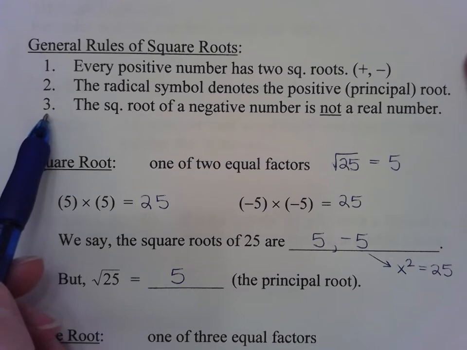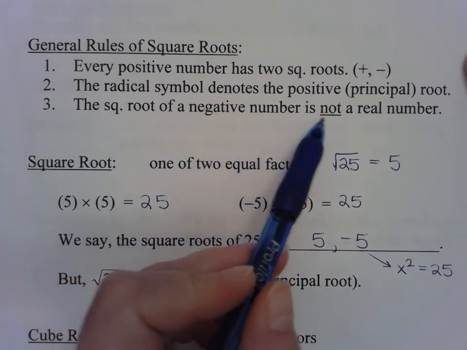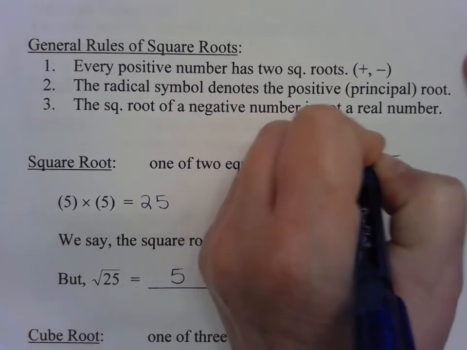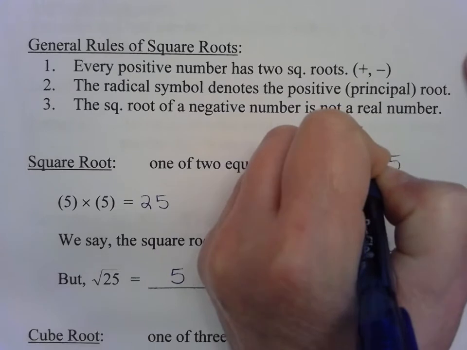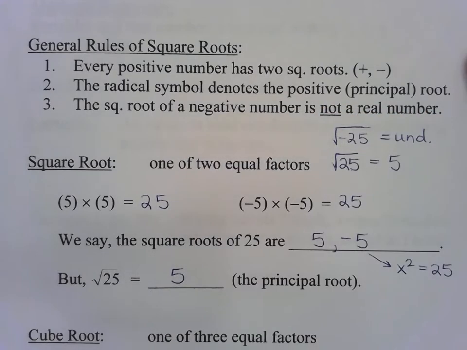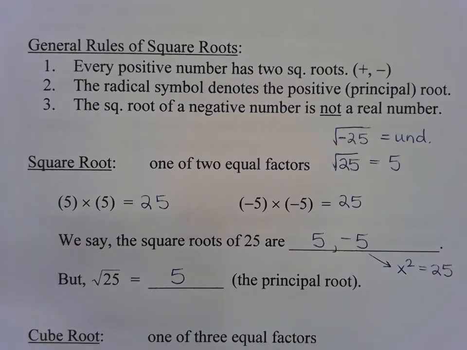Another really important rule for a square root is that the square root of a negative number is not a real number. So I wouldn't be able to take the square root of negative 25, right? It doesn't work. I can't split negative 25 into two equal pieces that are multiplied. And because of that, I can't really take the square root of it. You could try it in your calculator. It'll give you an error. That's kind of a good reminder.